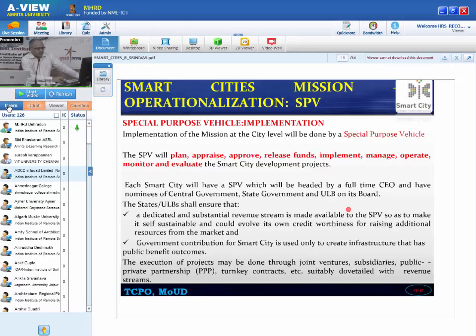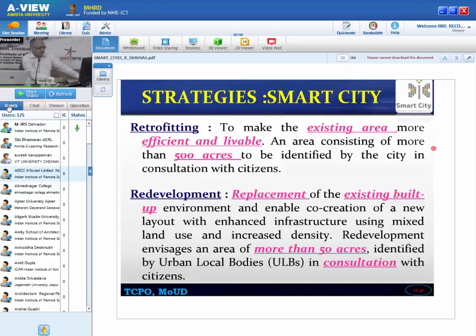Each smart city will have an SPV, as I have already mentioned, and it will be headed by a full-time CEO. The states and ULBs shall ensure that a dedicated and substantial revenue stream is made available to the SPV. Government contribution for smart city will be used only to create infrastructure that has public benefit outcomes. The execution of projects may be done through joint ventures, subsidiaries, public-private partnership, turnkey contracts suitably dovetailed with the revenue streams. These have been highlighted in the smart city guidelines.